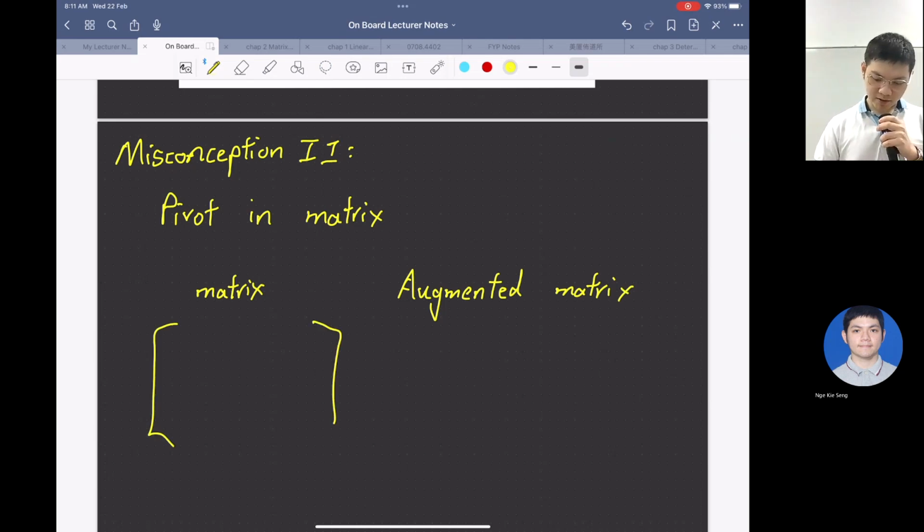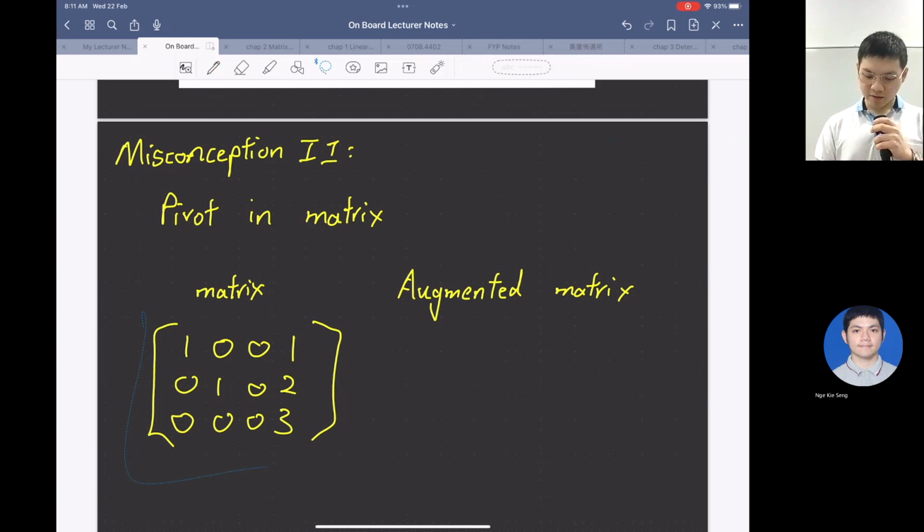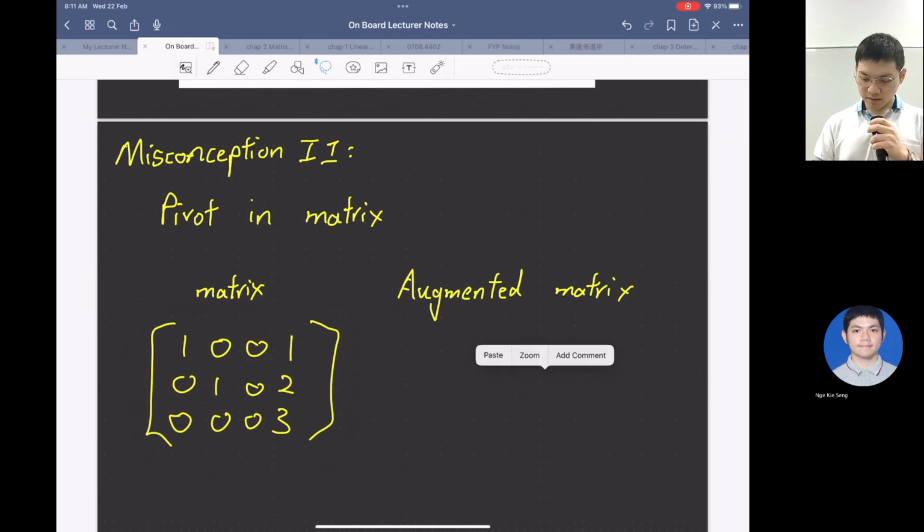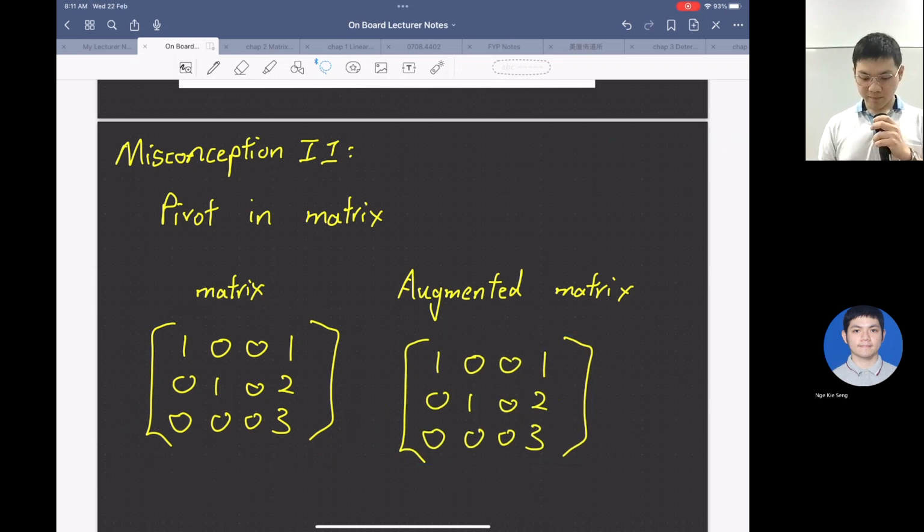So for example, let's say something like 1, 0, 0, 1, 0, 1, 0, 2, 0, 0, 0, 3. Okay, so let's say this is a matrix. And then this is an augmented matrix. So in the first matrix, in the matrix here, how many pivots? This is just a matrix. How many pivots? 3. Okay, so here we got 3.